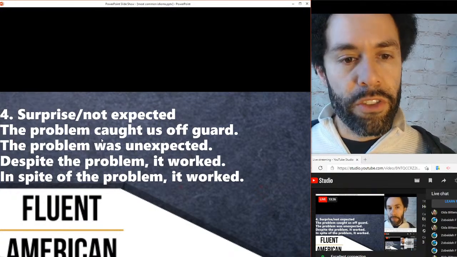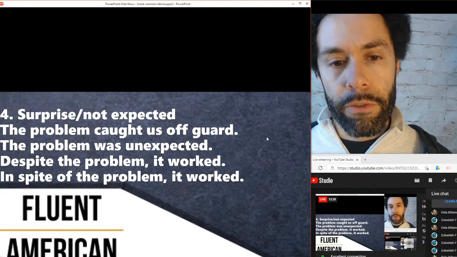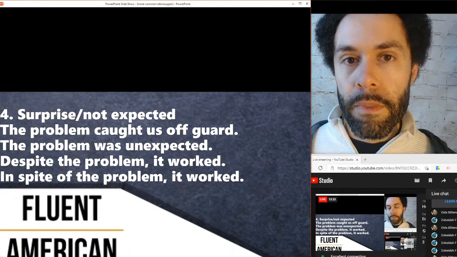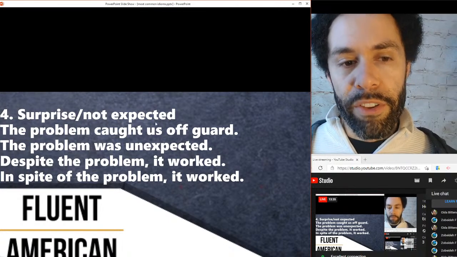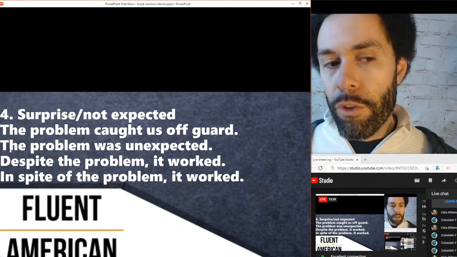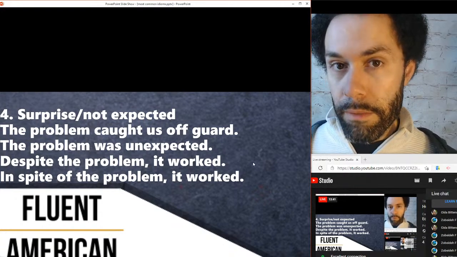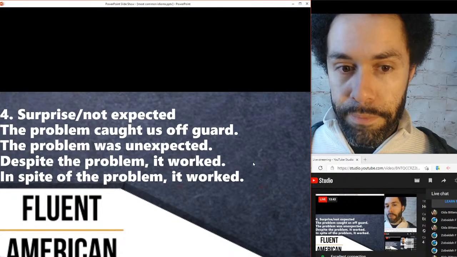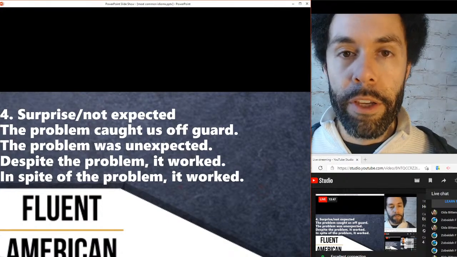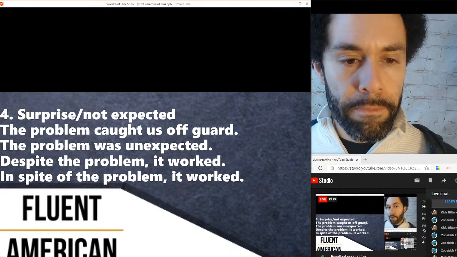Some expressions. You can say it caught us off guard. Caught us off guard. Notice that the only word you're really going to stress is guard. Caught us off guard. Off guard. Everything else is going to be slightly reduced. Okay, so caught us off guard. You could also say, for instance, the problem was unexpected. Something was unexpected. And again, this lets your audience know that this was new or something that was a surprise.